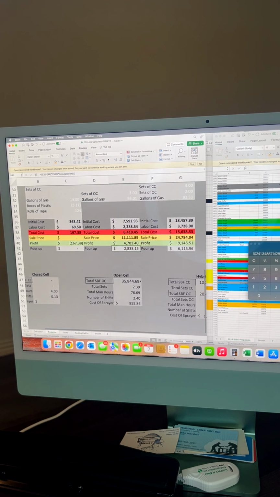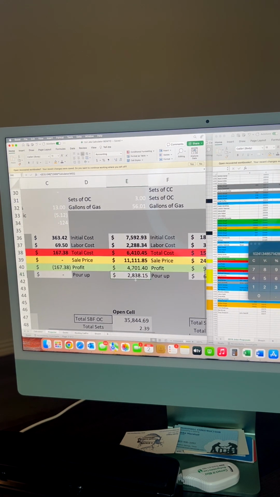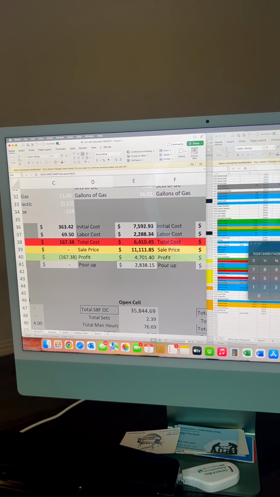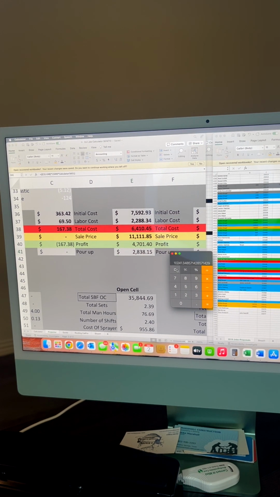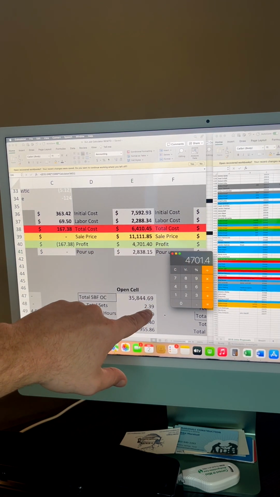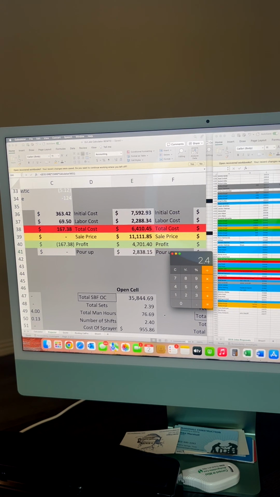So anyway, if we wanted to get a little more competitive and say we think this is too much money to be making on this project, we should go for a lower number, that's fine. So this is what I do for me. I'm going to take my calculator. I want to make a minimum of $1,200 per set. So I'm going to take 4701.4, our total profit, and divide it by 2.4 sets. So here it shows I'm making $1,958 per set.